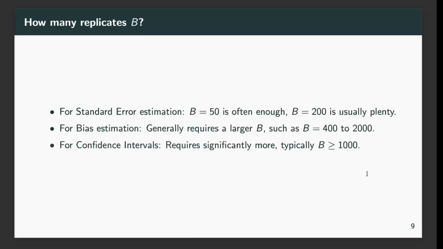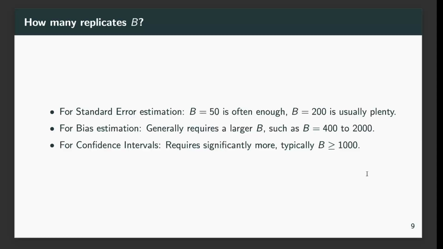So in this case, we need to have B at least 1000, and if you have a more sophisticated interval, for example a BCA interval, then you will probably need 2000 or even more. Okay, so why? Because the confidence interval depends on the tail of the Bootstrap distribution. And when it involves the tail, this is the part that requires the most replicates to characterize the accuracy.